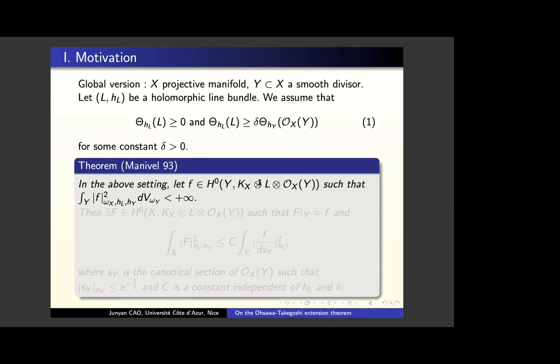In this case, for any section on the subvariety, where we suppose that Y is smooth, such that its L2 norm is bounded, I would like to explain a little bit of the notation. Omega_X is a Kähler metric on X. Therefore omega_X induces a Hermitian metric on the canonical bundle K_X. So the triple here is well defined, and this is a positive function, so we can talk about its integral. We suppose that for this section, its L2 norm is bounded.